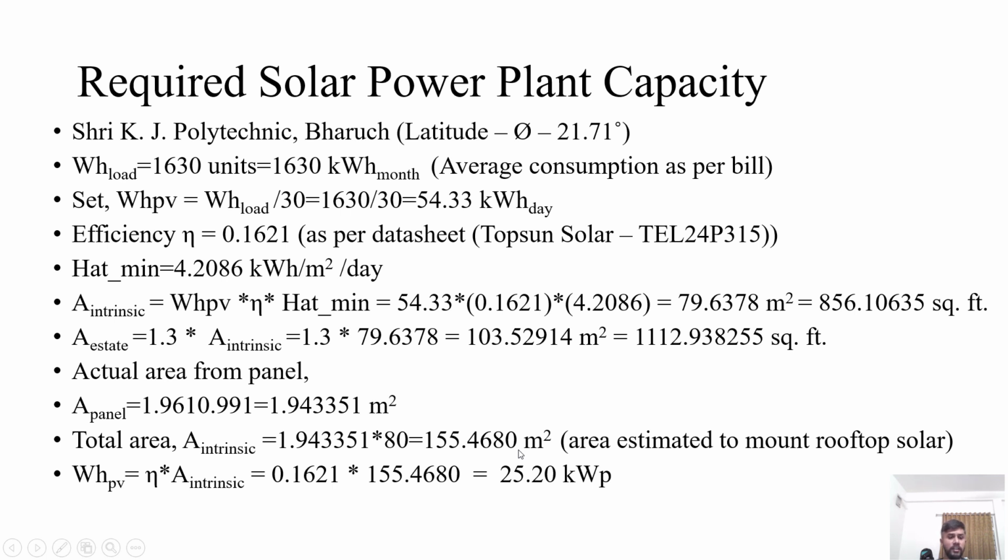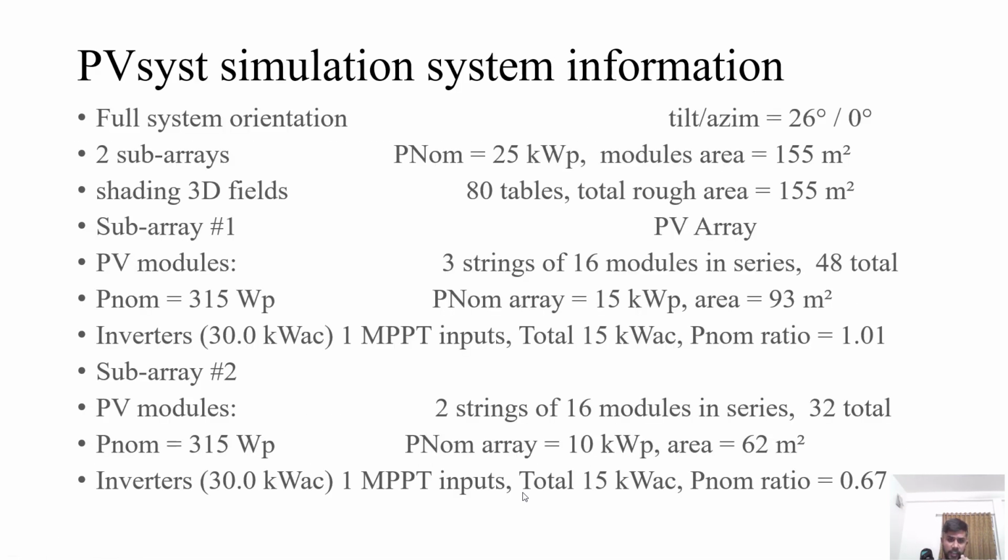So the required PV capacity of the plant is the area times the efficiency of the solar panel. So 0.1621 times 155.468 gives us a 25.20 kilowatt peak power plant capacity. This is the orientation that we are using for this system. We have considered two sub arrays, and our total power produced is 25 kilowatt peak. 80 units are used. 26 degrees is the tilt angle. Module area is 155 meters square.